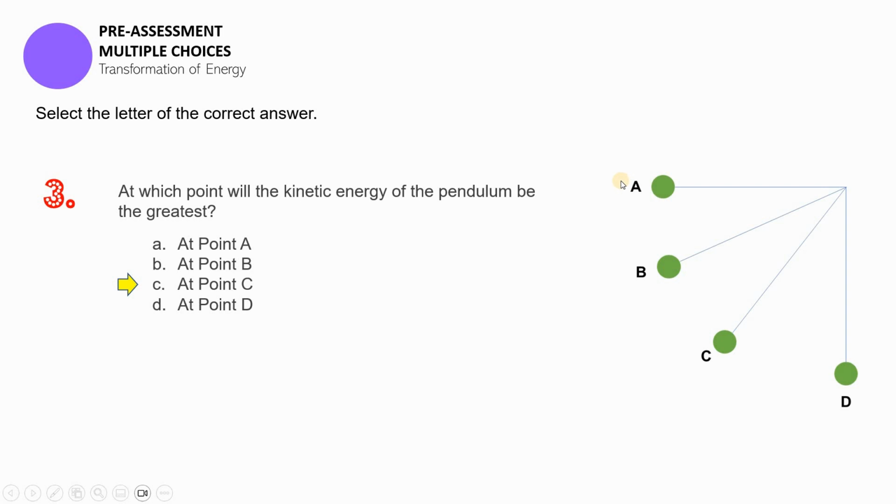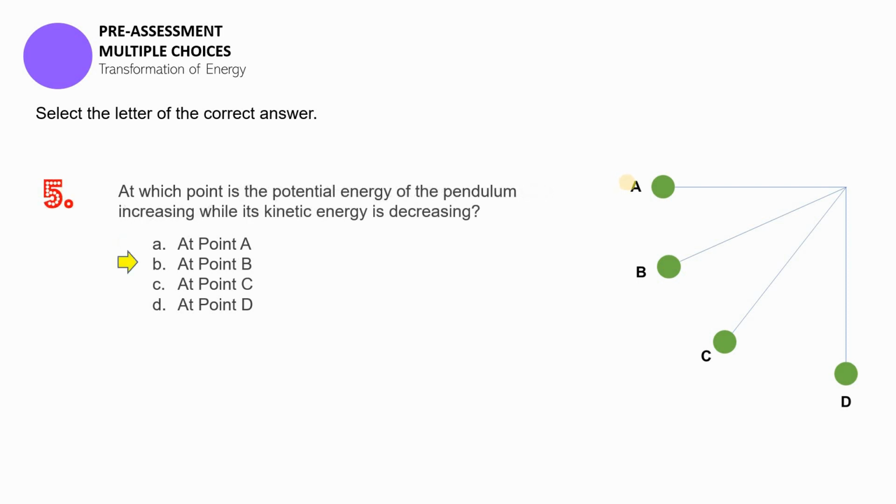So you notice that the point where the pendulum is actually fastest is also the point where it has the most amount of kinetic energy. Question number 4, the correct answer is A, at point A. And then, the last item, item number 5, the correct answer is B, at point B.